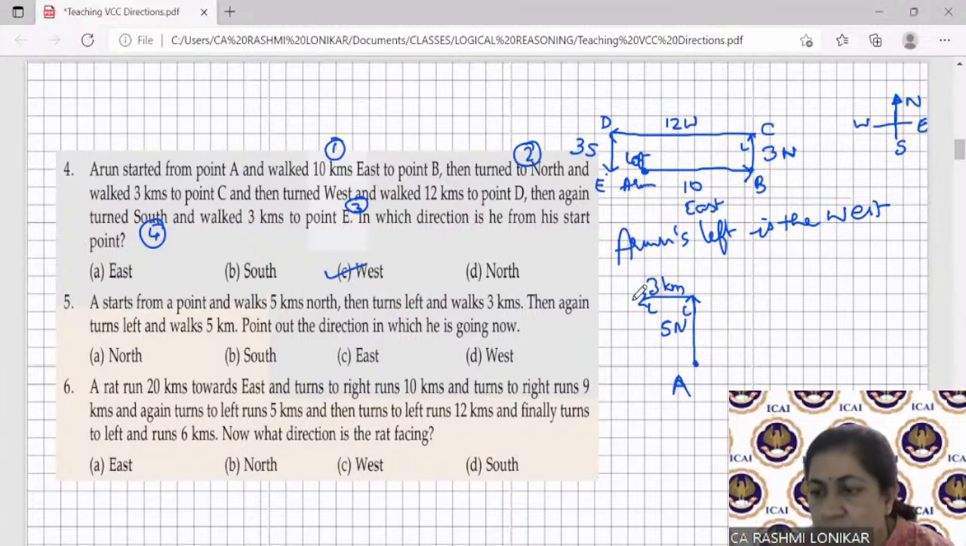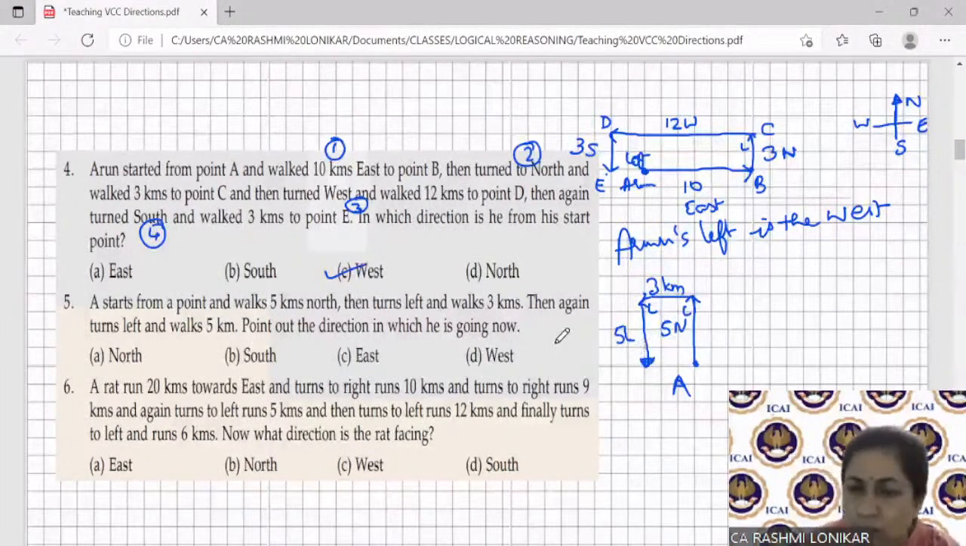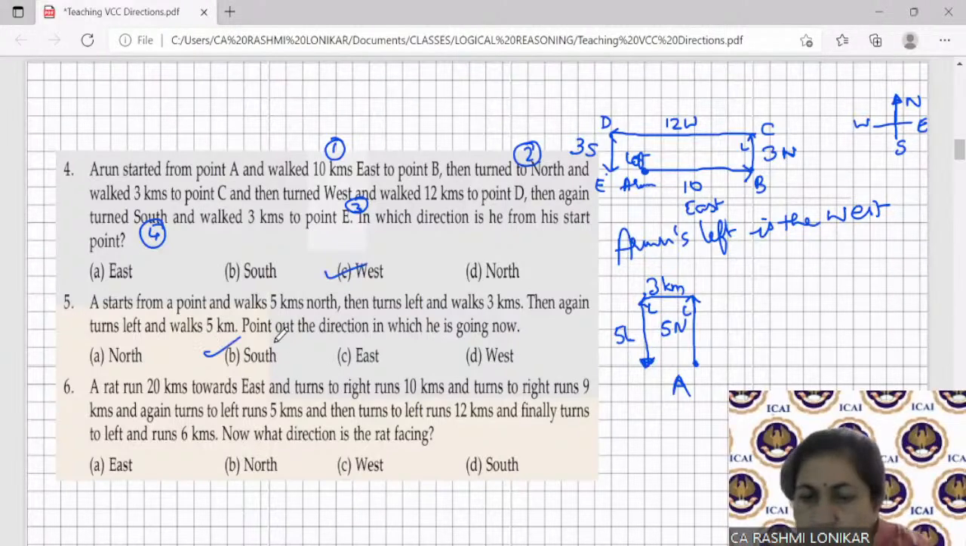Then again turn left. So he's moving from here and walks 5 kilometers. Okay, so here again 5 kilometers to the left. Point out the direction in which he is going now. Which direction is he going now? He's going towards the south. So B will be the correct answer.